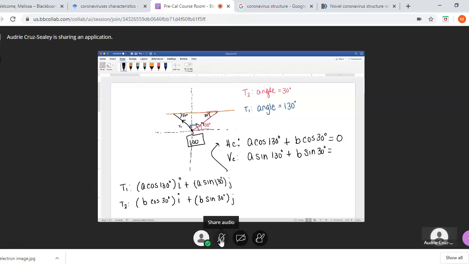What did you just say about the vertical component? I agree. It's going to be something. I think I'm just going to put 100. It's just going to have to equal 100. I understand what you mean by negative 100 because it's pulling down, but we're just talking about the tension itself. It's a 100-pound weight. Does that make sense?